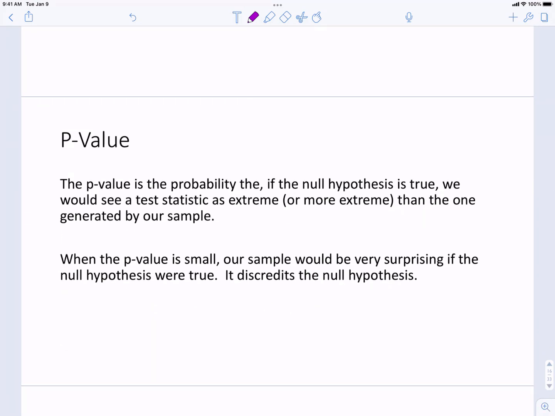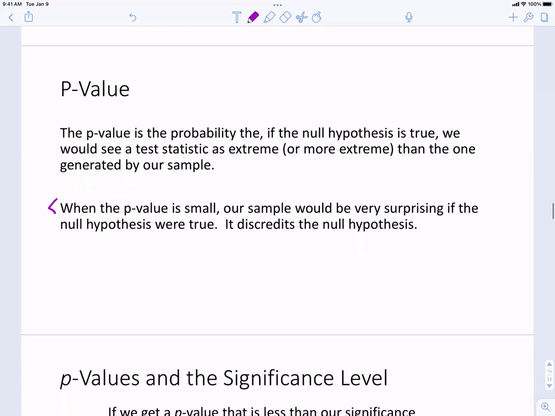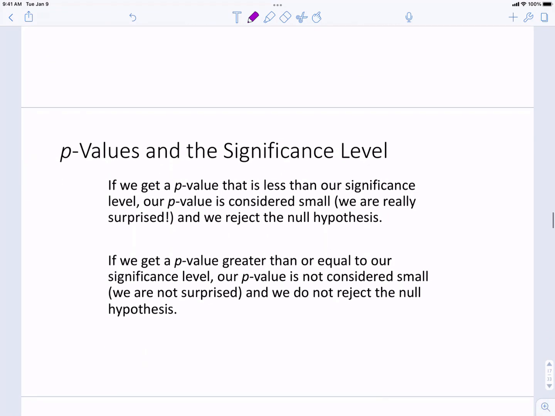So when our p-value is small, like in our case of discrimination, we would be very surprised if the null hypothesis were true, so that discredits the null hypothesis. In other words, that's why we figured it was likely that gender discrimination was going on in that case. So if our p-value is less than our significance level, our p-value is considered small and you reject the null hypothesis. If your p-value is greater than or equal to your significance level, then you're not surprised and your p-value is not considered small and we don't reject the null hypothesis.